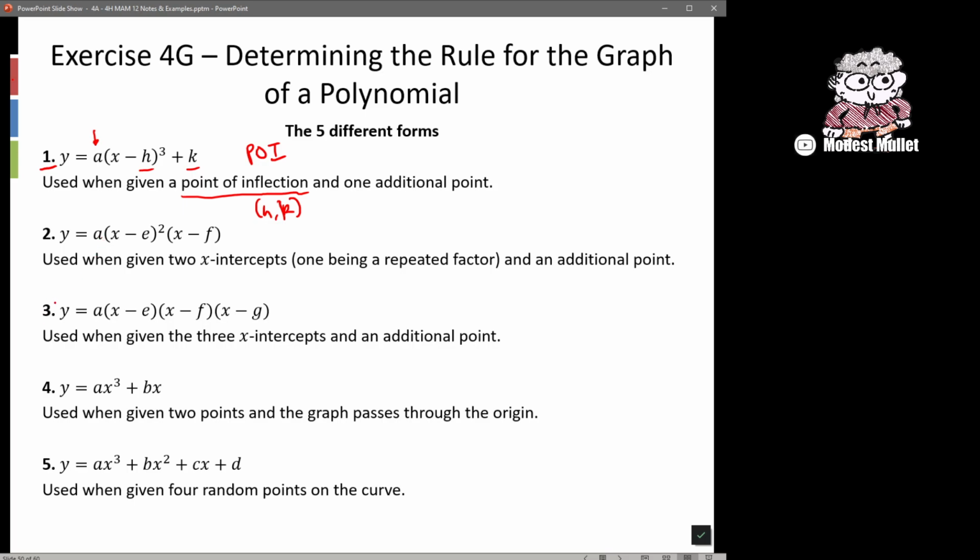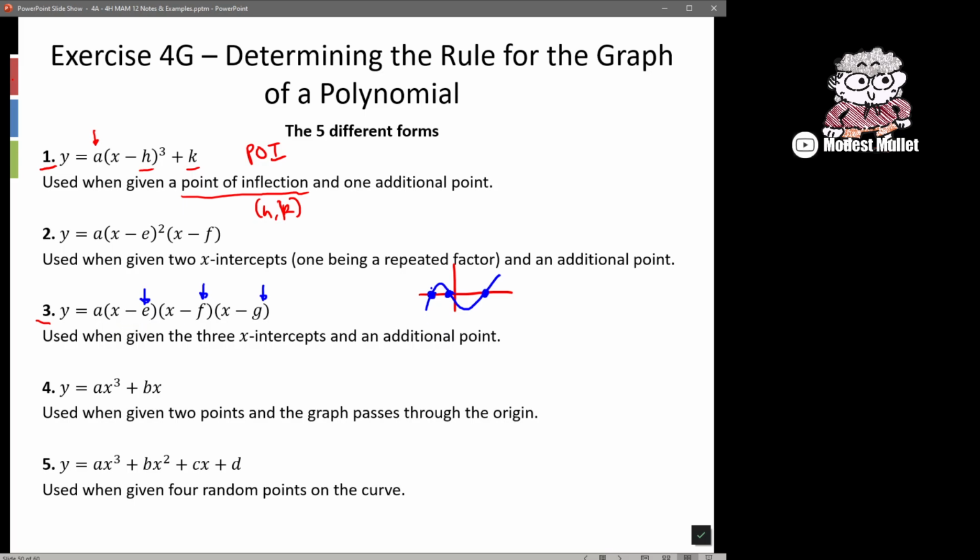Second form, or let's jump to number 3 first. Number 3 is the intercept form. If we have 3 different intercepts, so we might have something that looks like that. We have intercept 1, intercept 2, intercept 3. We can substitute those values in for E, F, and G, whatever they are. Just got to be careful that we have this negative sign in front of it, so we just got to be careful with our signs.